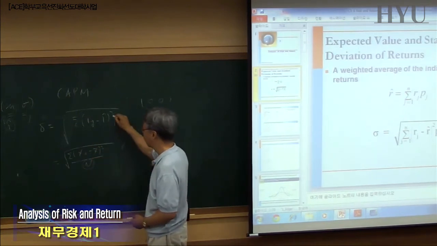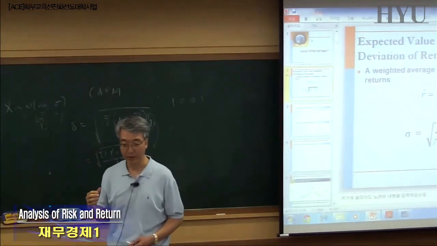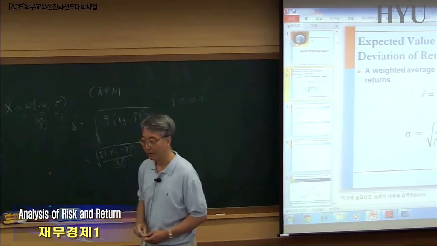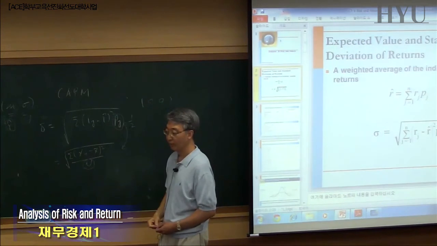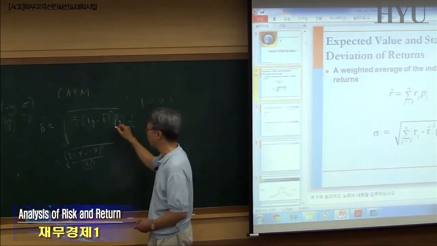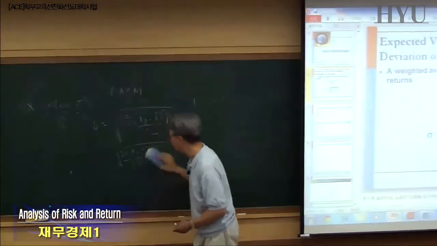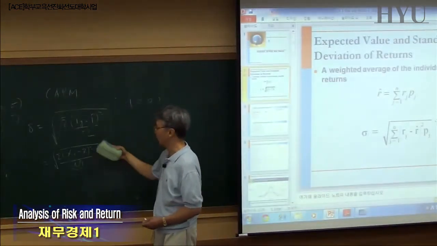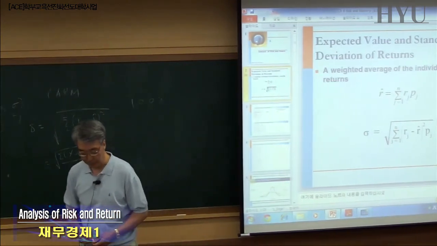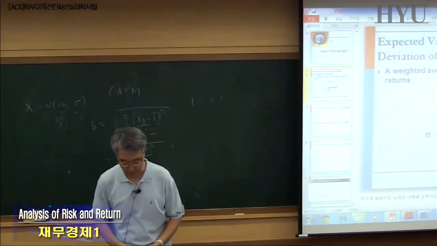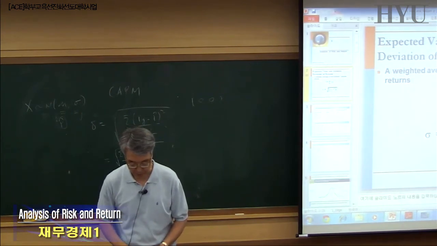Well, suppose you have only 2 possible states, boom or bust, and they are equally likely. Then the probability for each would be 1/2. In other words, that's going to be exactly divided by 2. And you see they are exactly the same formula. So we are talking about exactly the same concept of standard deviation as we learned in statistics.